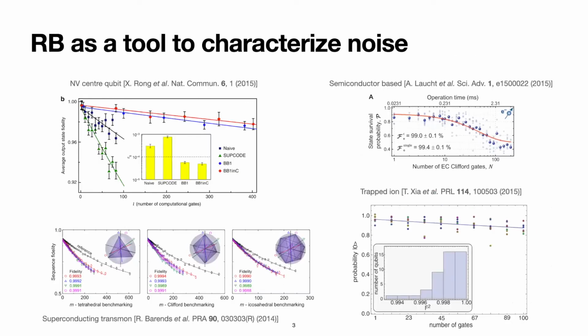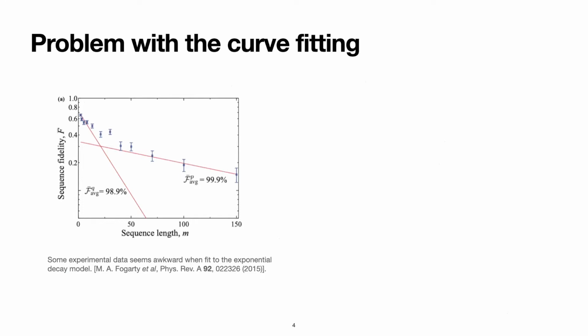You can find the application of randomized benchmarking in many recent literatures. Being easy to implement, it has been widely used to benchmark gate performance across platforms. You can find it in NV-center qubit systems, semiconductor-based qubit systems, superconducting qubit systems, trapped ion systems, etc. Typically, one could indeed observe this exponential decay behavior of RB and is able to produce an estimation of the average fidelity through curve fitting.